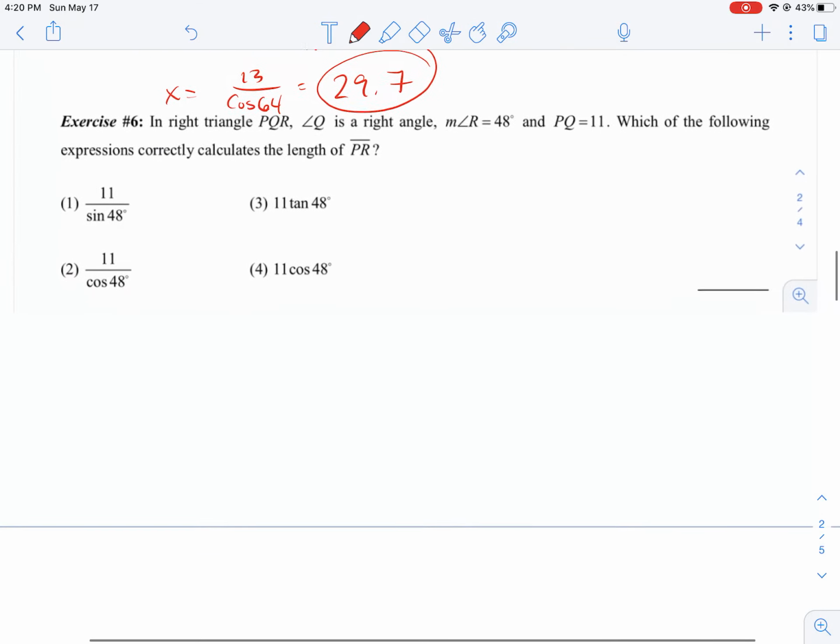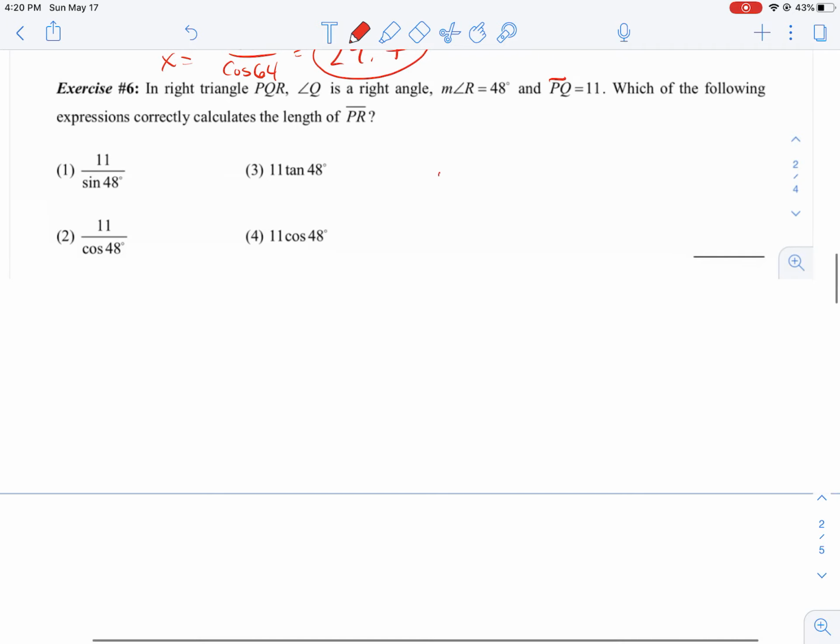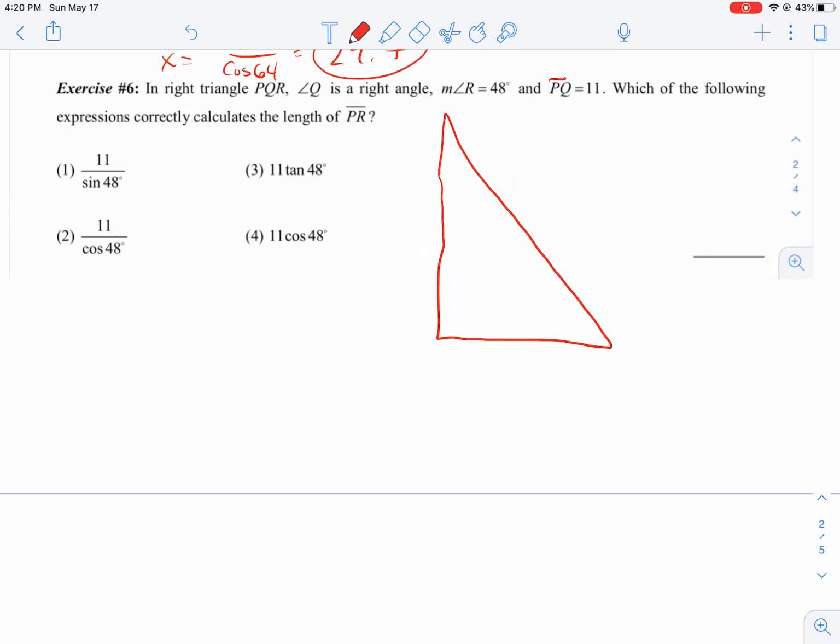So in exercise 6, it says in the right triangle PQR, Q is the right angle, the measure of angle R is equal to 48, and the length of PQ, one of its sides, is 11. Which of the following expressions correctly calculates the length of PR? So let's draw our right triangle here. Okay, there's our right triangle.